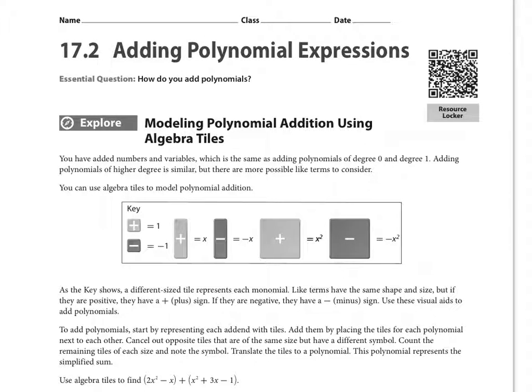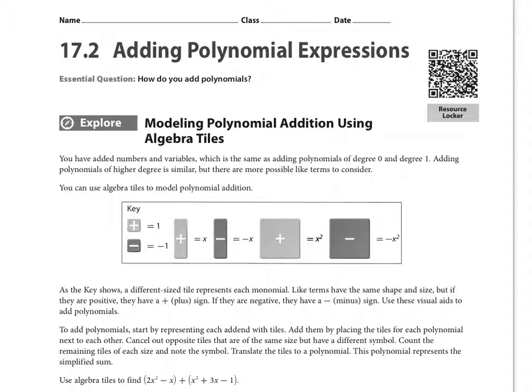Okay, lesson 17.2, adding polynomial expressions. This is truly a lesson where we're doing the same thing in different ways, so I'm very quickly going to go through this. The first way to do this is using algebra tiles.